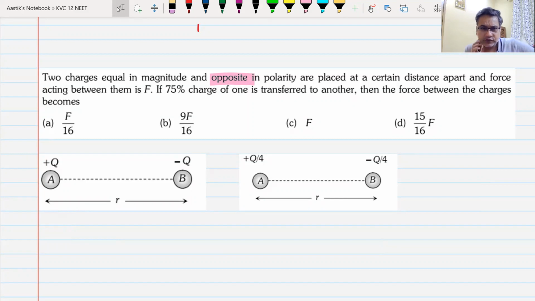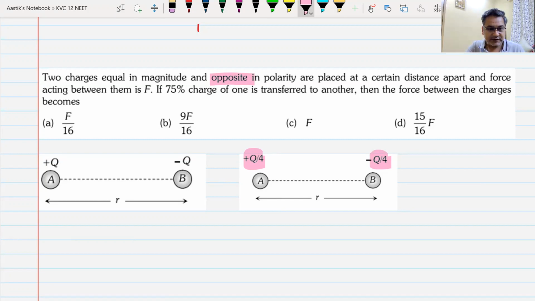75% means 3/4. 3/4 of charge is taken from plus Q. So what is left with plus Q? Q by 4. Now this 3Q by 4 is given to minus Q. So what is the charge on minus Q? The charge on minus Q becomes minus Q by 4 and the charge on plus Q becomes plus Q by 4. Do we understand this? Yes, sir.